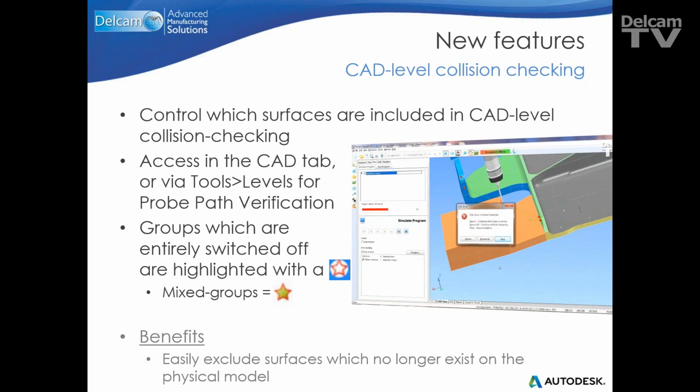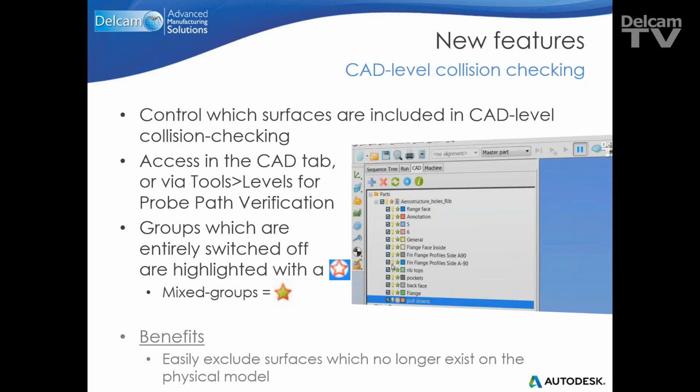In this particular model, the orange areas have actually already been machined in an earlier manufacturing process and thus don't really exist. So to exclude them from the collision checking, we need to click on the CAD tab and then click on the green star to change it into a red star. This means that this particular surface item has now been excluded from collision checking. You should also note that the entire CAD group icon has now changed from a green star to a green star with a red border, so as to illustrate a combination of included and excluded items for the collision checking.